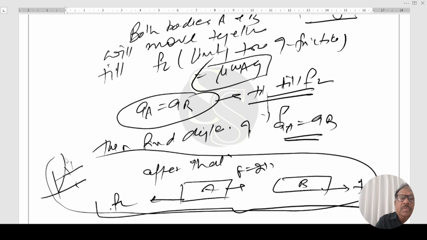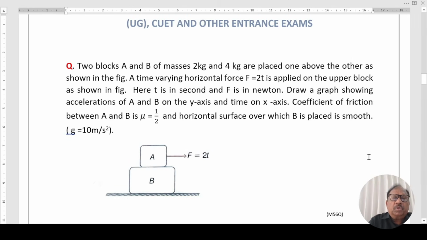Further concept is being cleared through questions. Let's start the question. Question is, two blocks A and B of masses 2 kg and 4 kg are placed one above the other as shown in the figure. This is the figure. A time varying force. This is not a constant, this is a time varying force. Applied on the upper block as shown in the figure. Here T is in second, F is Newton.